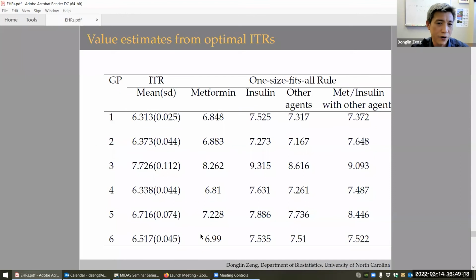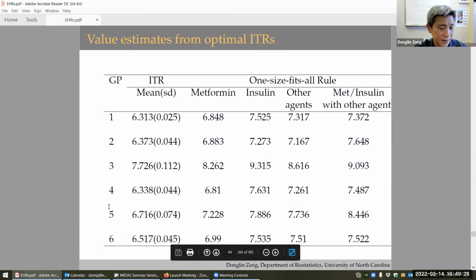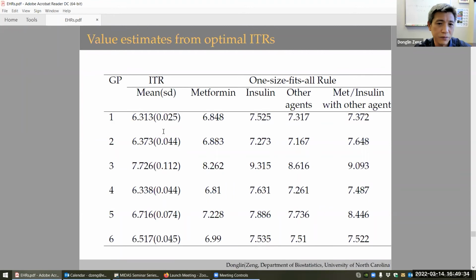After adjusting for bias, we report the value, in this case the HbA1c level, if we use our treatment decision rule. Remember, we have 6 different clusters. So we get a rule for each cluster, and within each cluster we calculate the value, or HbA1c level, from our treatment rule. And then we compare with one size fits all.